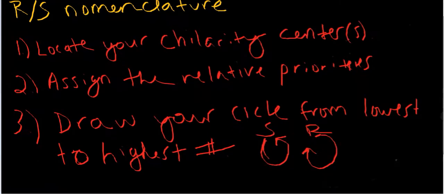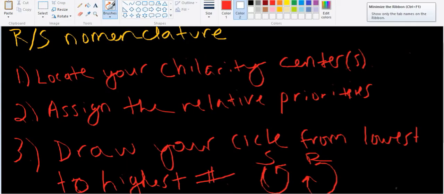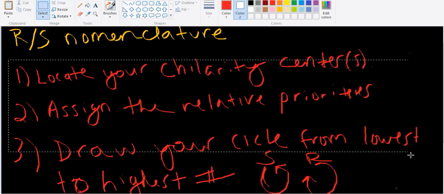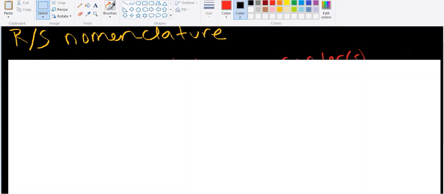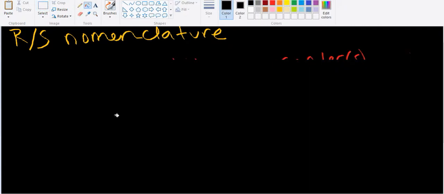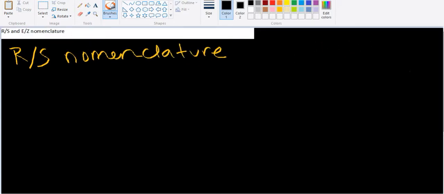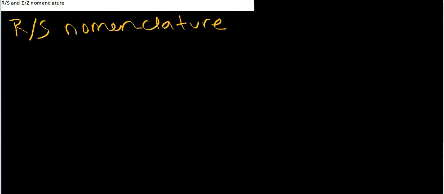Okay? Molecules, compounds. Alright, so the first molecule we'll deduce is chlorofluoroiodomethane. Alright, so that's the first molecule we'll talk about. Hopefully after watching this video you'll get a better understanding of how to determine if it's R or S. Alright. And then we'll move on to E/Z.